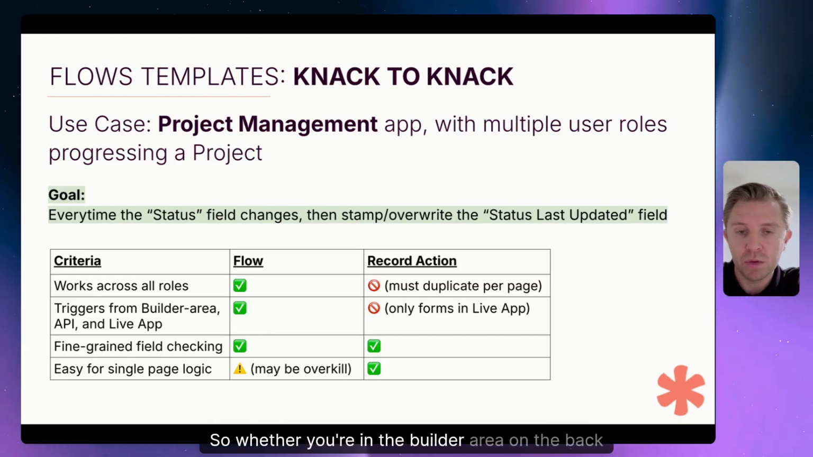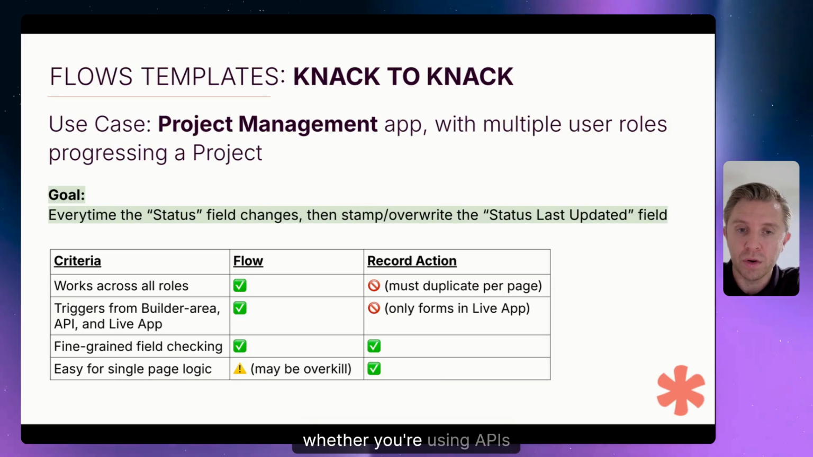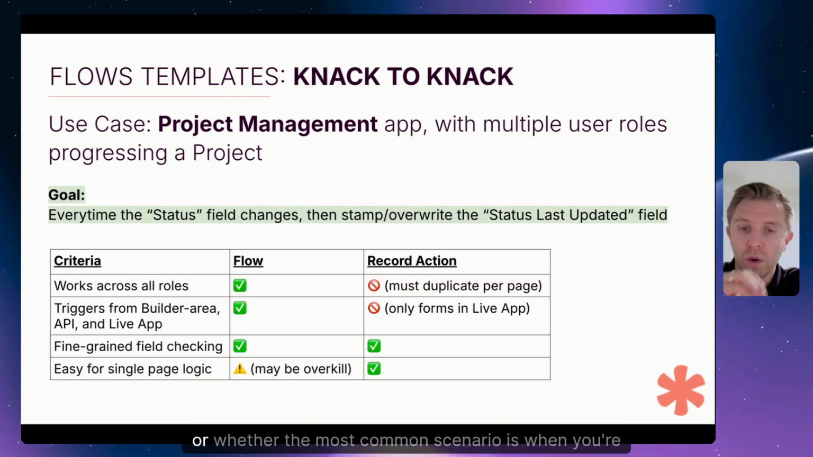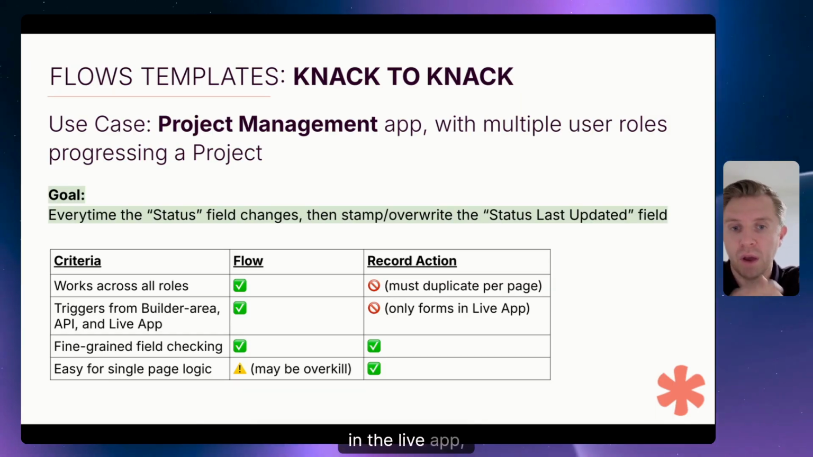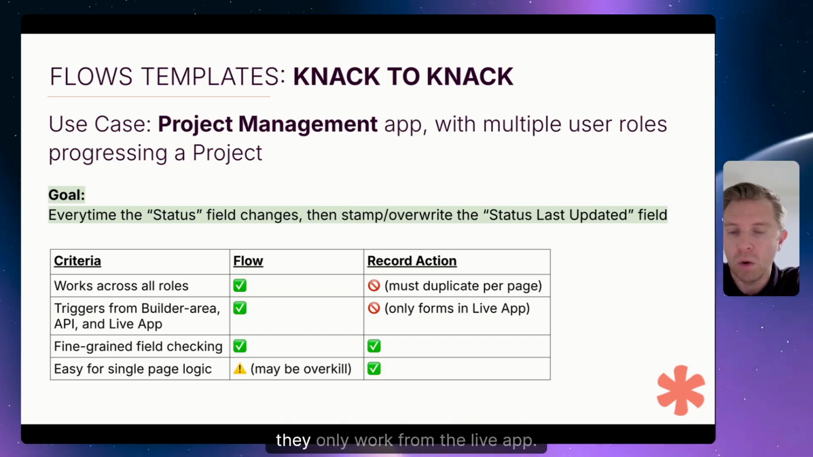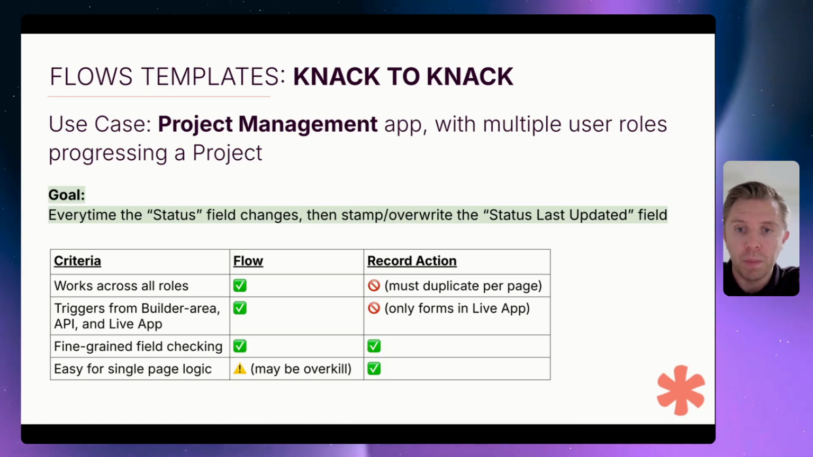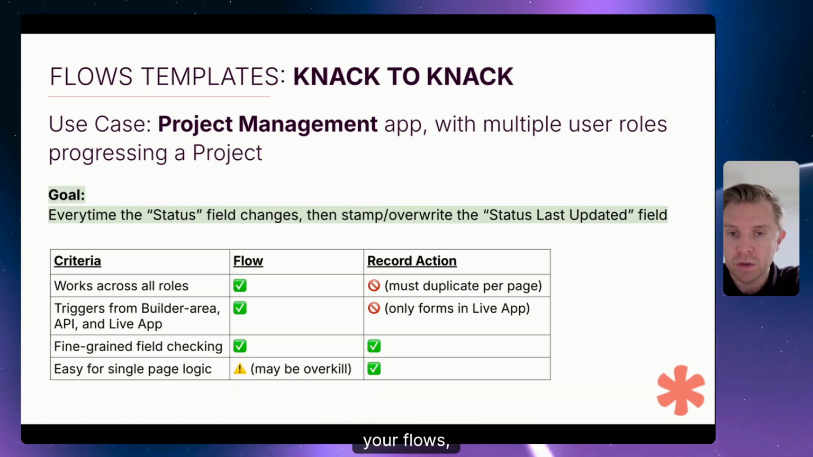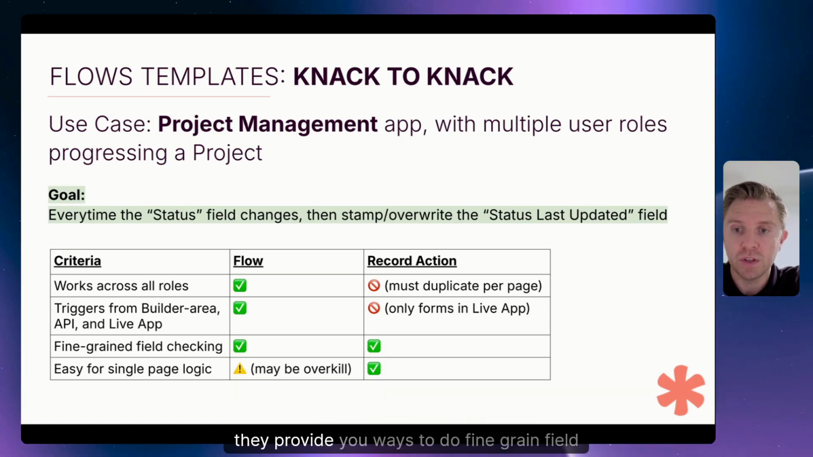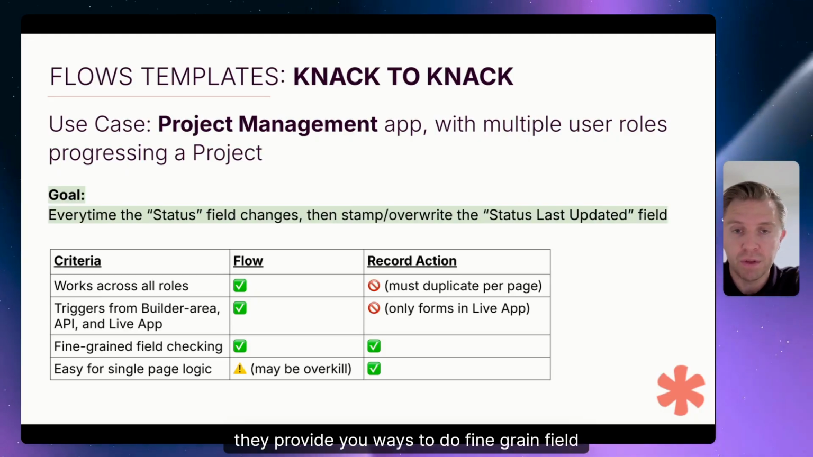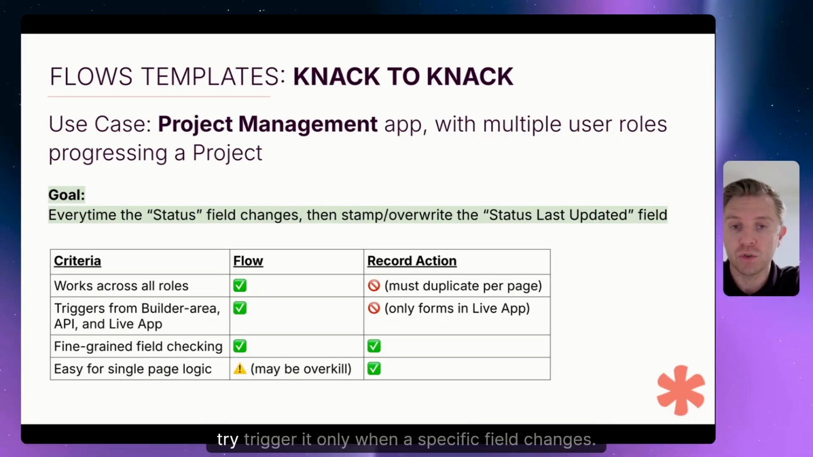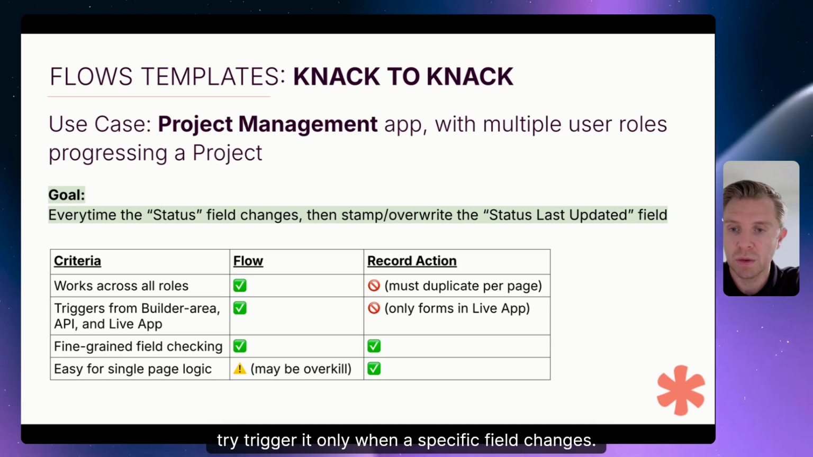So whether you're in the builder area on the back end, whether you're using APIs, or whether the most common scenario is when you're in the live app, our record actions only work from the live app. So that is another thing to keep in mind. Both of these tools, your flows and your record actions, provide you ways to do fine grain field checking. You can trigger it only when a specific field changes.